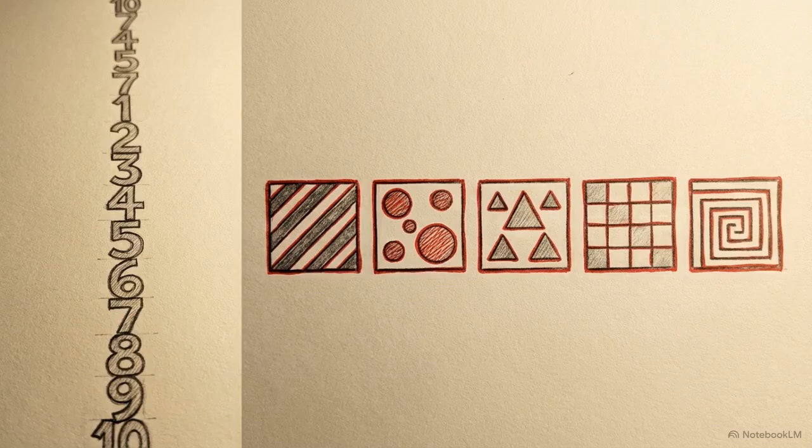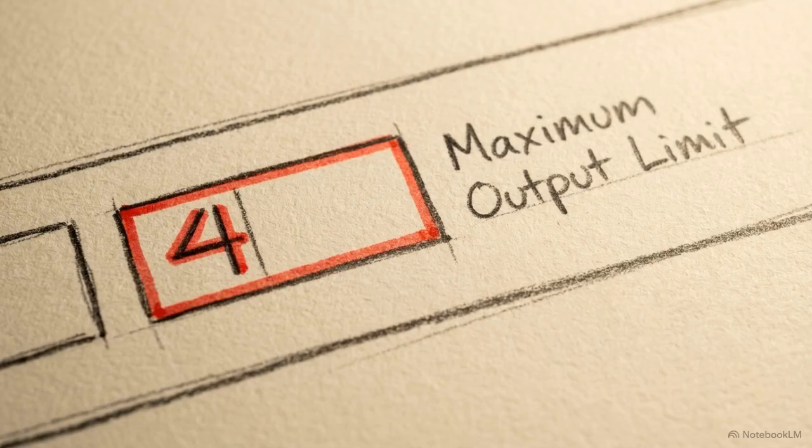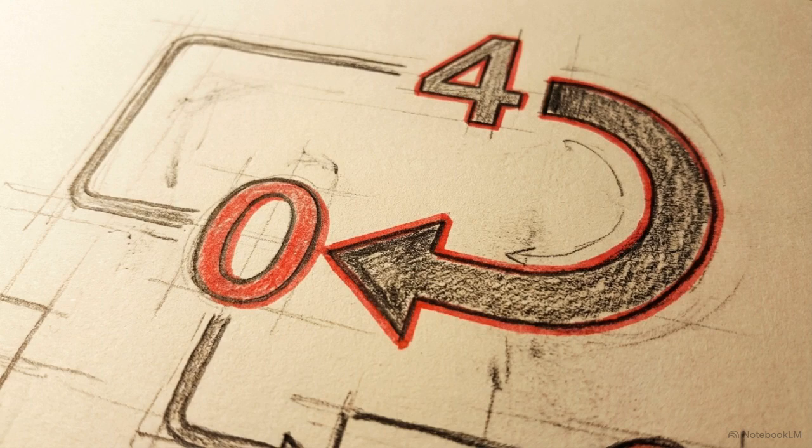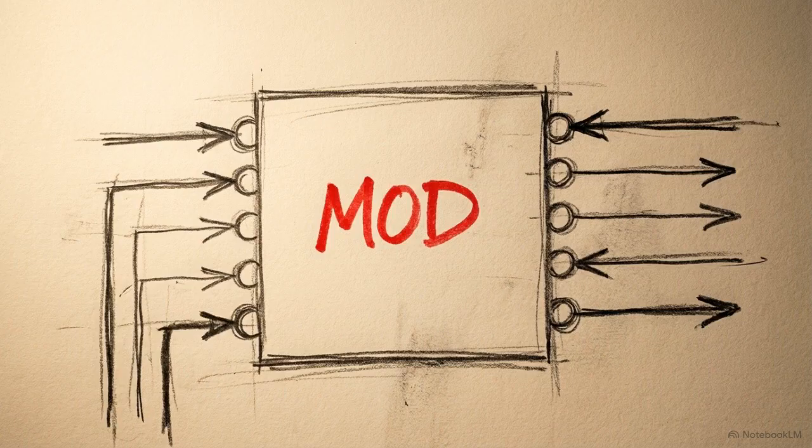An infinite counter doesn't help us when we only have a finite set of 5 images. To make this data useful, we have to constrain it. How do we stop the counter from going past 4 and make it return to 0? We use the mod or modulo node from the math menu. Think of it as a hard ceiling for our numbers.